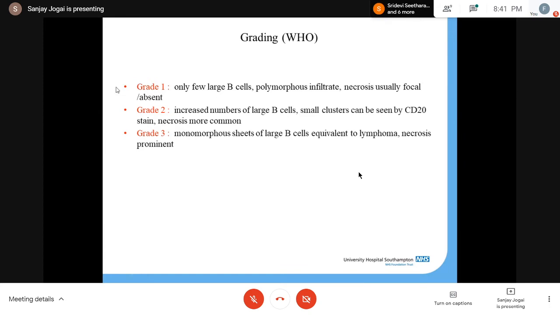When it comes to grade 1, you see very few large B cells, but the overall pattern is very typical that you see an angiocentricity and some destruction. Grade 2 is somewhere in between. The treatment of grade 2 is a bit controversial. Some, depending on the patient profile, some people will be treating them as DLBCL.